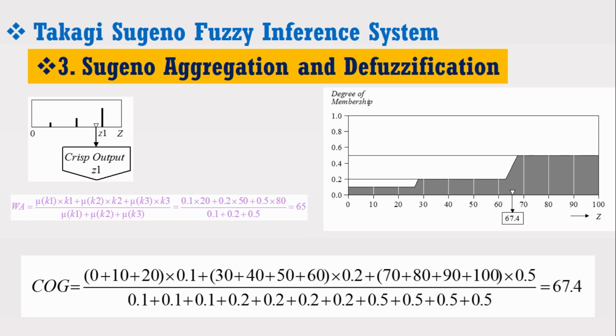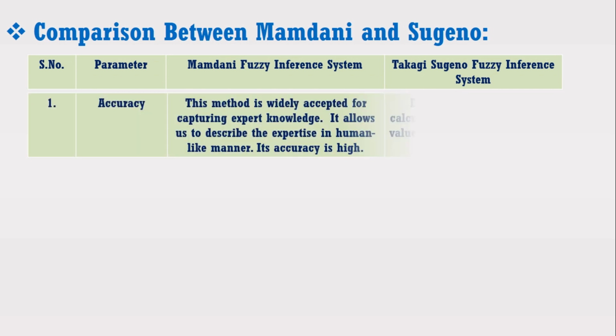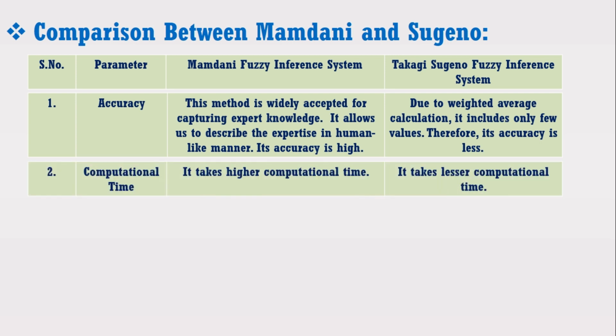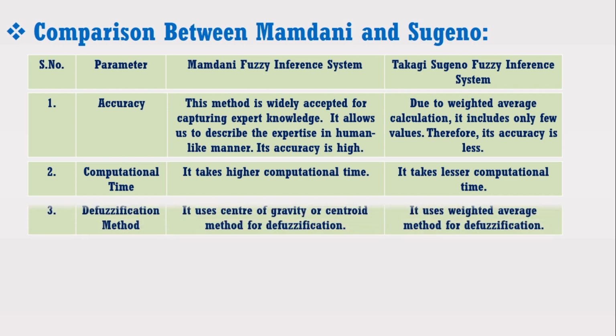Now let's compare both the Mamdani and Takagi-Sugeno fuzzy inference systems. In terms of accuracy, the Mamdani system has higher accuracy as compared to the Takagi-Sugeno system. It is because Mamdani takes all the samples and it allows us to describe the expertise in a human-like manner. In terms of computational time, the Mamdani system takes more time as compared to the Takagi-Sugeno system. Furthermore, the Mamdani fuzzy system uses the center of gravity or centroid method for defuzzification, whereas the Takagi-Sugeno system uses the weighted average method for defuzzification.